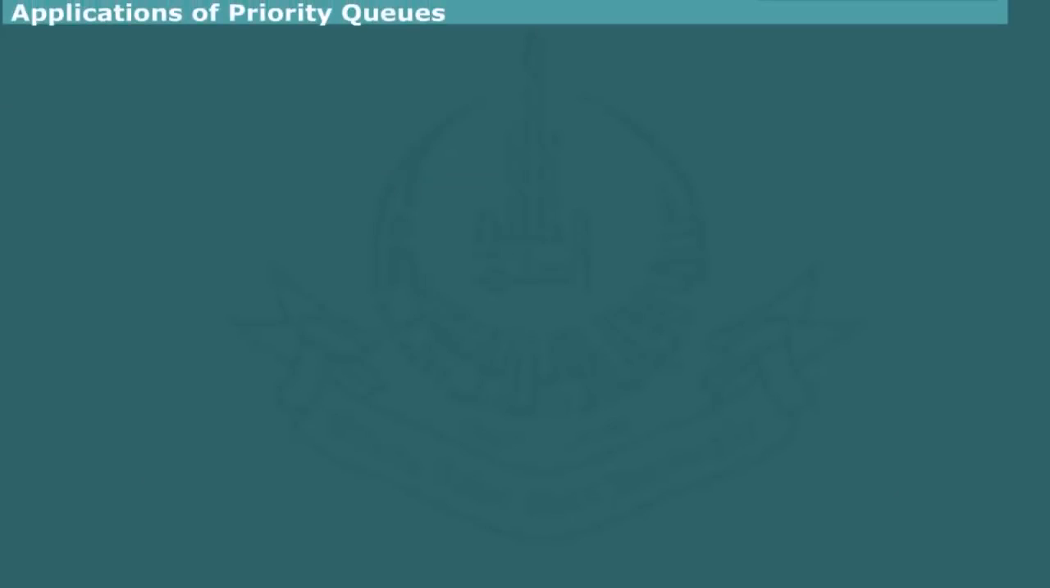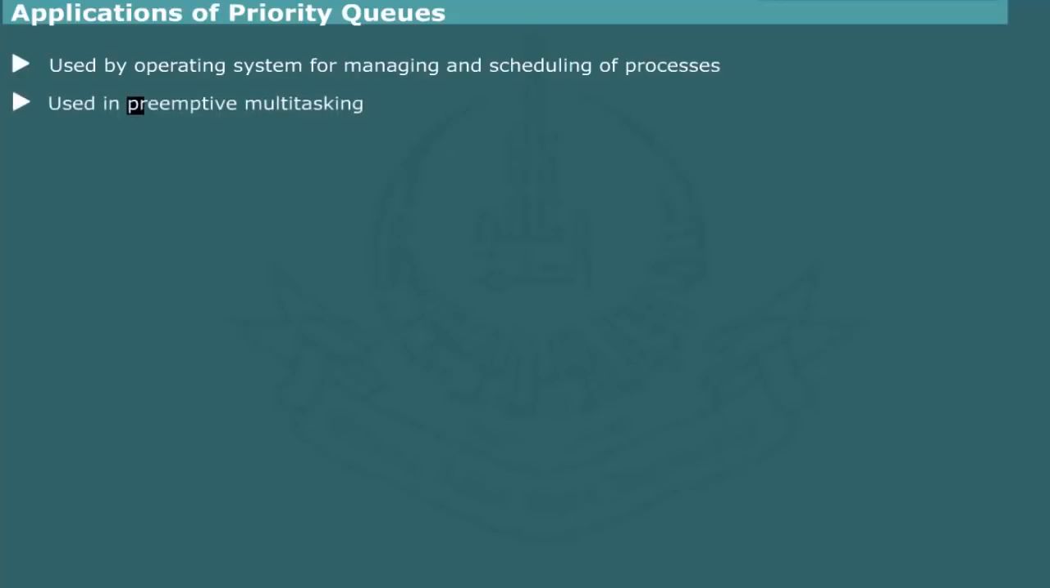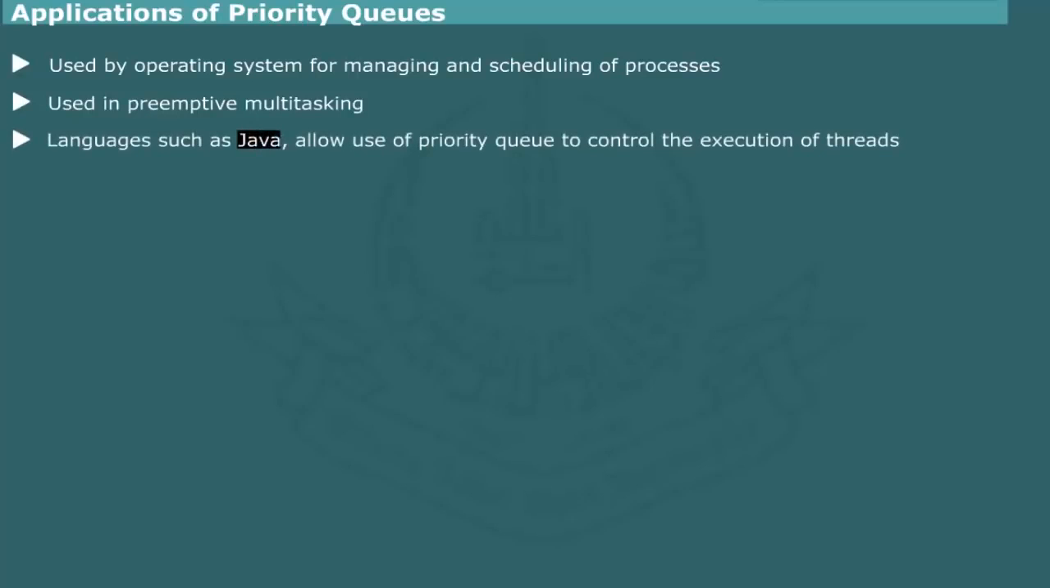Applications of priority queues. Priority queues are often used by operating systems for managing and scheduling of processes in CPU. In preemptive multitasking operating system, tasks are placed in a priority queue which are processed according to their priorities. Programming languages supporting multi-threading use priority queue to control the execution of threads.